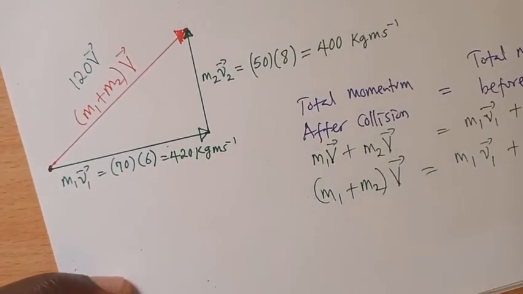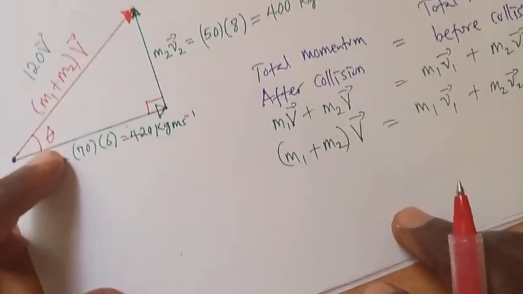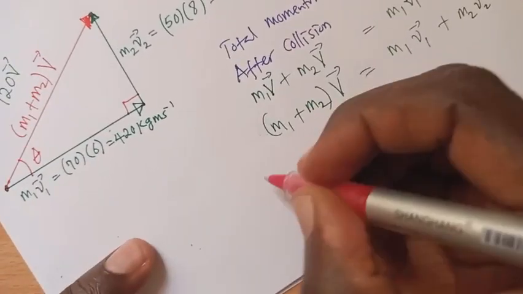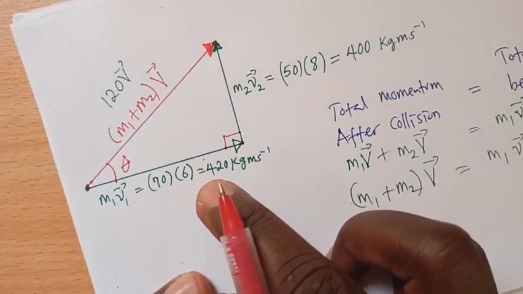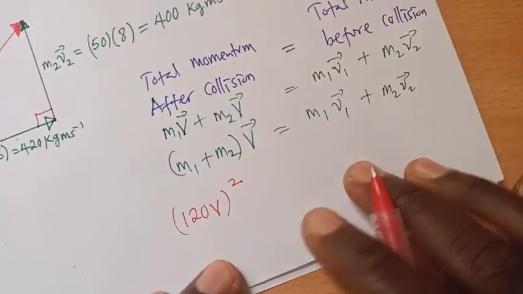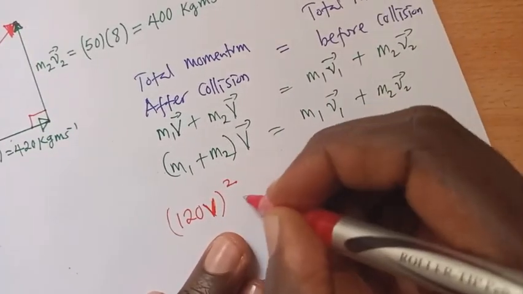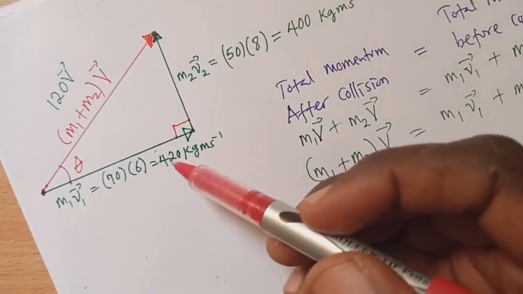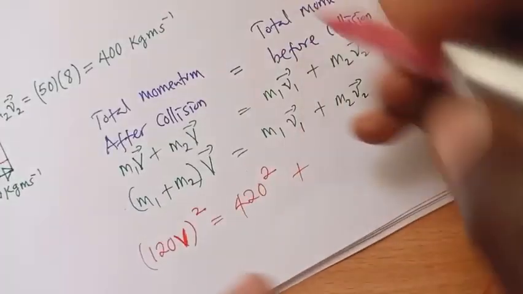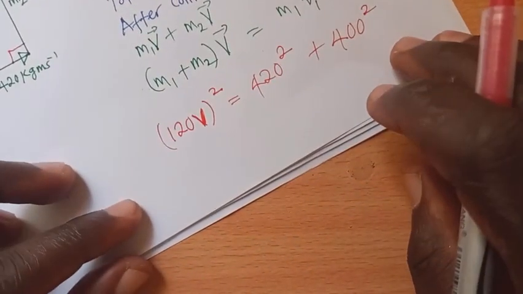So from here, using this diagram, I can apply Pythagoras theorem. You can see this is a right angle triangle, and this is the angular direction for the resultant momentum. So using Pythagoras theorem, we can now say the hypotenuse squared equals the adjacent squared plus the opposite squared. So my hypotenuse is 120 V. I will now square it. Okay, I removed the vector arrow to show that this is the magnitude of the vector I want to find, and this is equal to, here we calculated the momentum and we got 420. So we say 420 squared plus, and we calculated for this and we got 400, and this should be 400 squared. Interesting. Now what do we do?